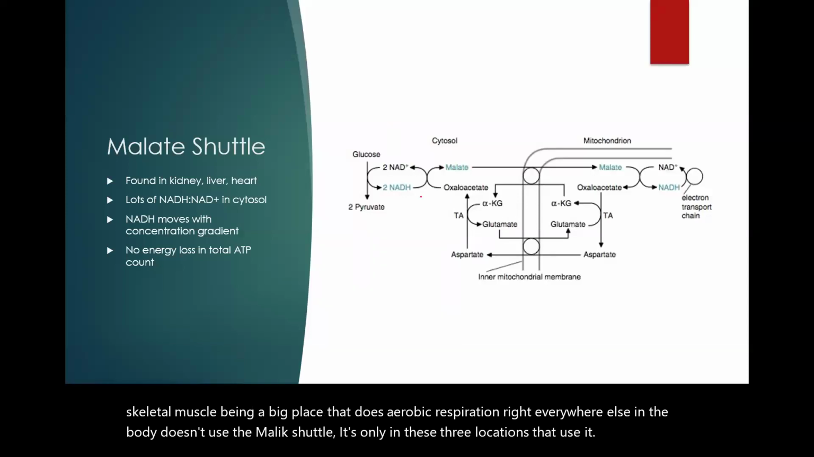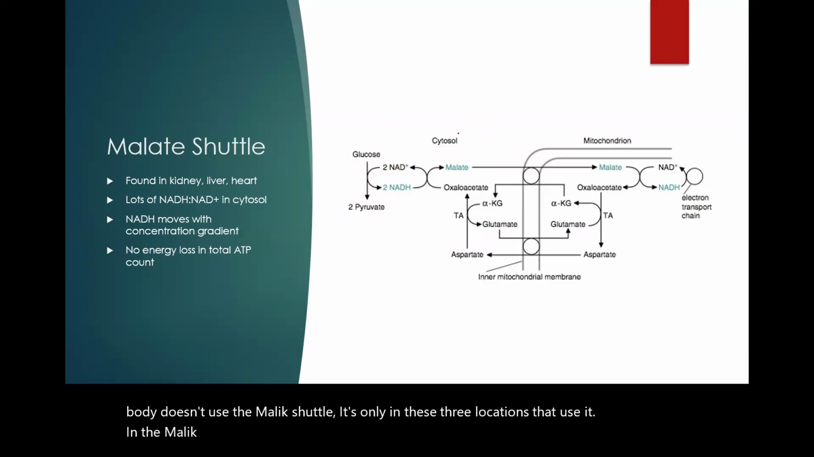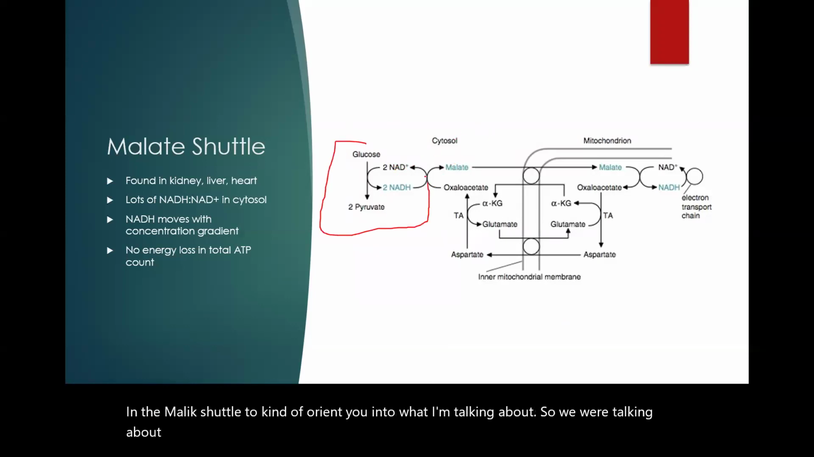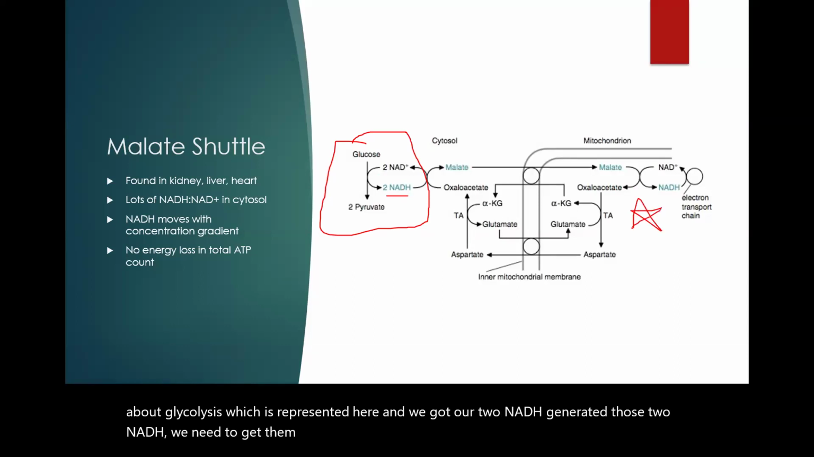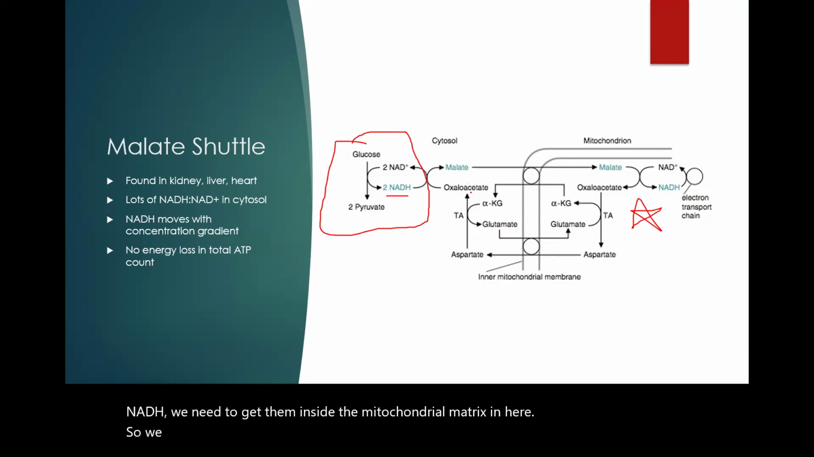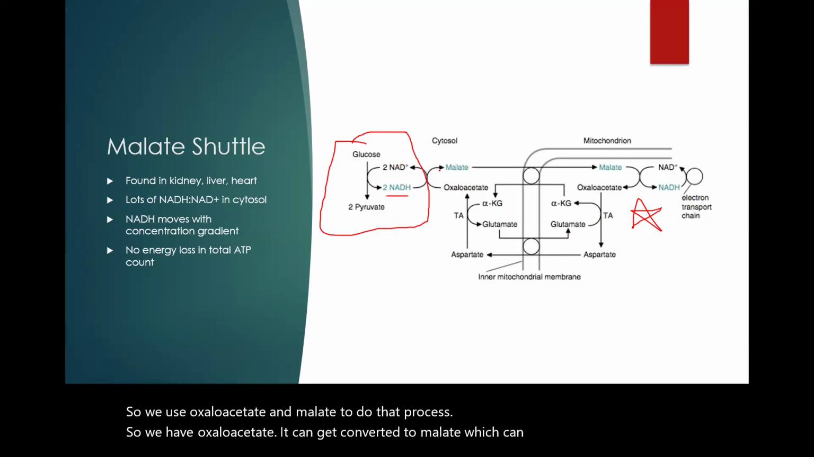In the malate shuttle, to orient you into what I'm talking about, we were talking about glycolysis, which is represented here, and we got our 2 NADH generated. Those 2 NADH, we need to get them inside the mitochondrial matrix in here. So we use oxaloacetate and malate to do that process. So we have oxaloacetate, it can get converted to malate, which can regenerate actually our NAD.